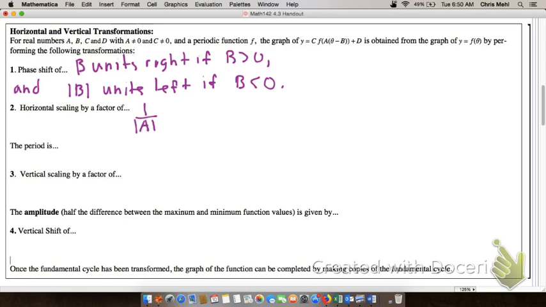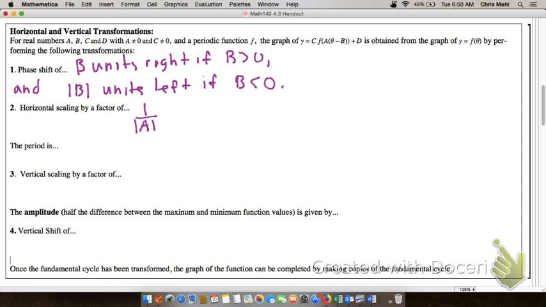And then make sure you review when the scaling is a stretch or a compression. If the absolute value of A is greater than 1, it's actually a compression. If the absolute value of A is between 0 and 1, then it's actually a stretching.